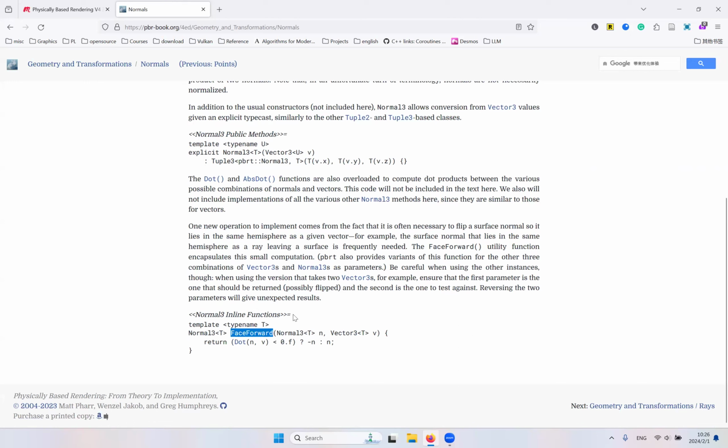So this is a helper, since we sometimes want to align a normal to a particular direction. Yeah, I think that's it. Certainly a refresher of the basic vector stuff.